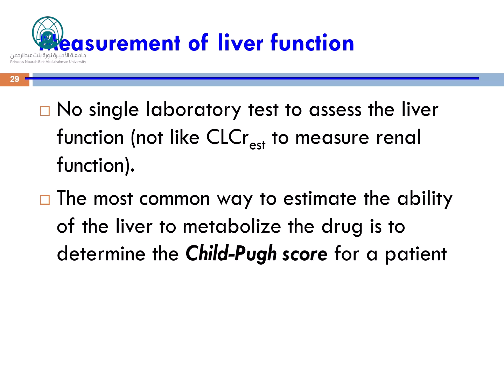Okay, now how to measure the liver function? We have previously measured the renal functionality by the creatinine clearance. For the liver function, there is no single laboratory test to assess it, not like the estimated creatinine clearance to measure the renal function. More than one laboratory test and vital signs will be used to determine the liver functionality. The most common way to estimate the ability of the liver to metabolize the drug is to determine the Child-Pugh score for the patient.